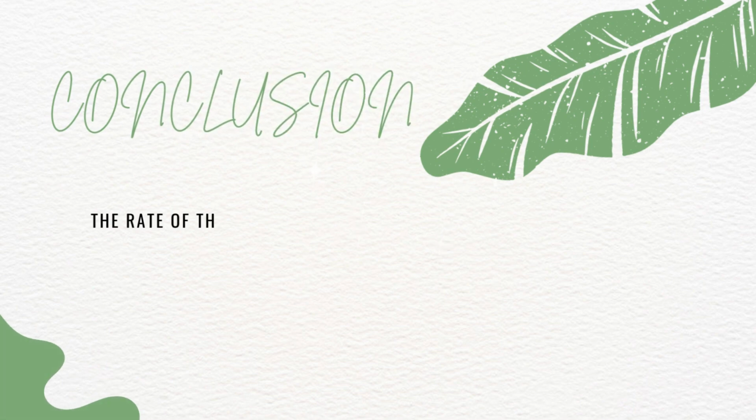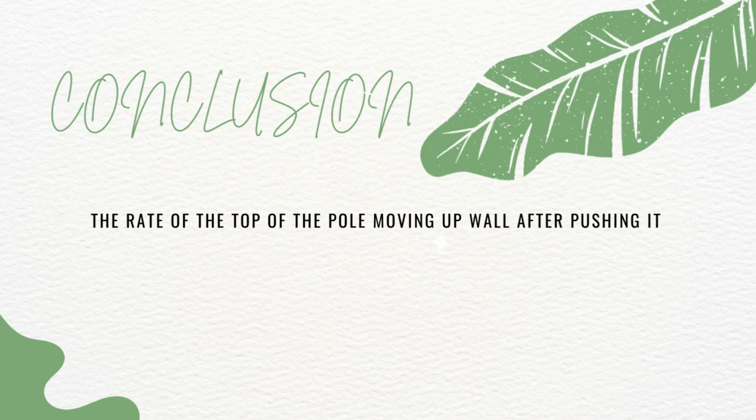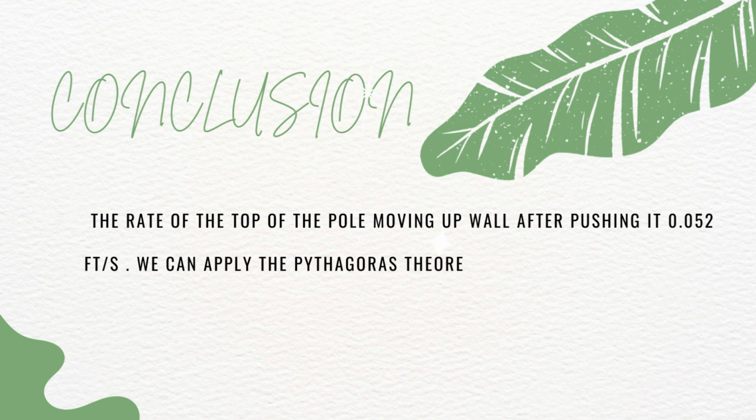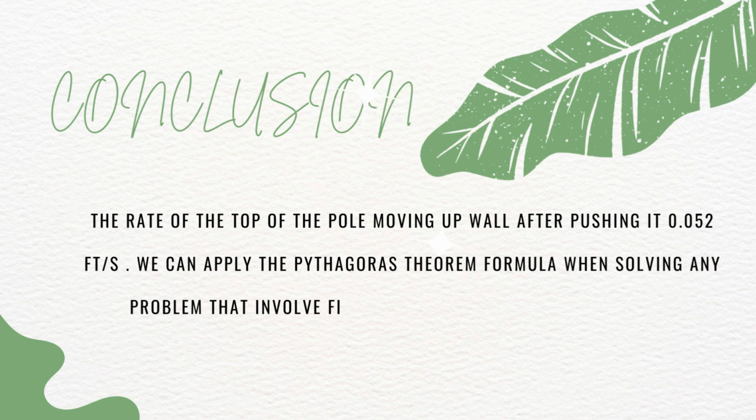As a conclusion, the rate of the top of the ladder moving up the wall after pushing it is 0.052 feet per second. We can apply the Pythagoras theorem formula when solving any problem that involves finding an unknown side of a triangle.